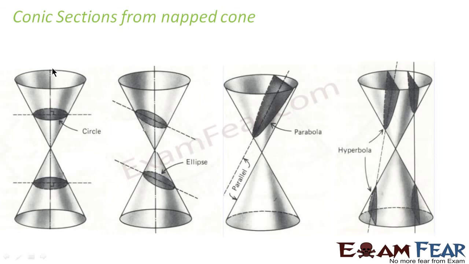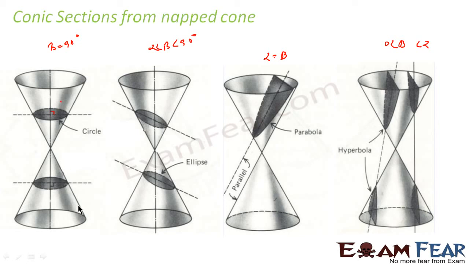In the first case, the circle, the angle which the plane makes with the x-axis was 90 degrees. So I'll say beta is equal to 90 degrees. In this case, beta was greater than alpha but less than 90 degrees, so what you get is an ellipse. In this case, beta was equal to alpha, so this line is parallel. And in this case, beta was greater than 0 but less than alpha, so what we got is a hyperbola. So what we have seen are 4 different kinds of conic sections: circle, ellipse, parabola, hyperbola.